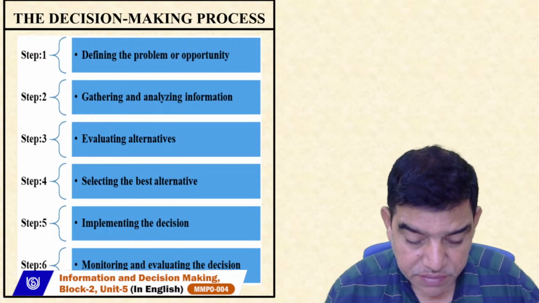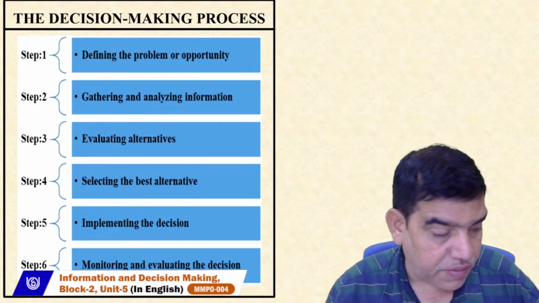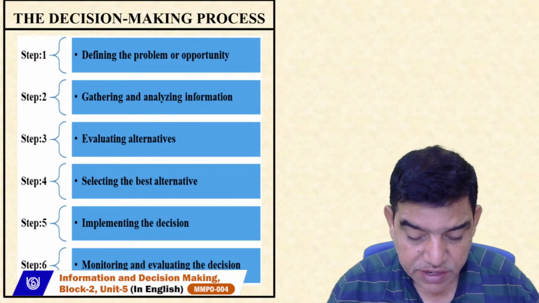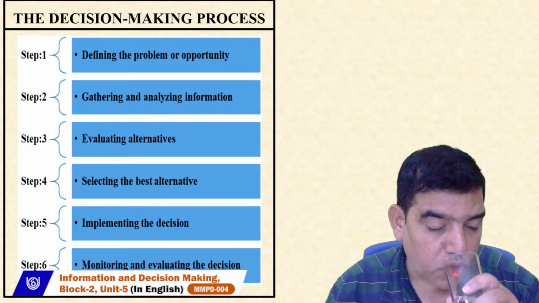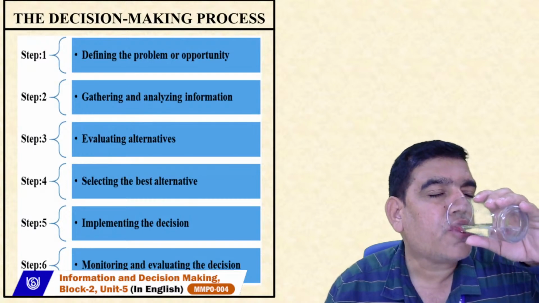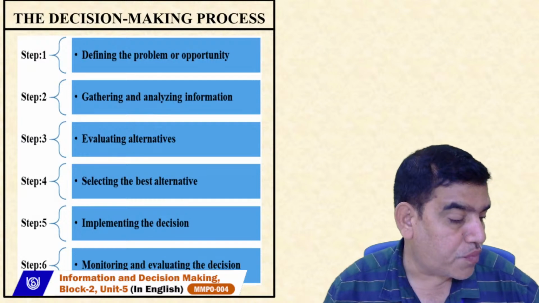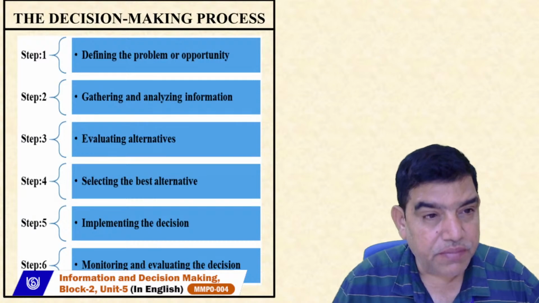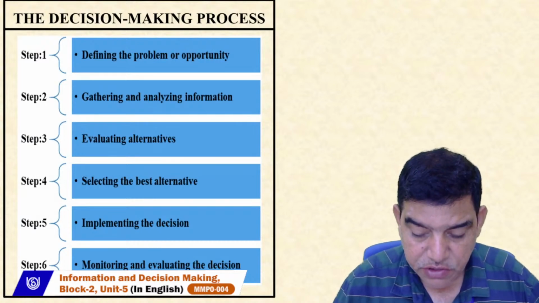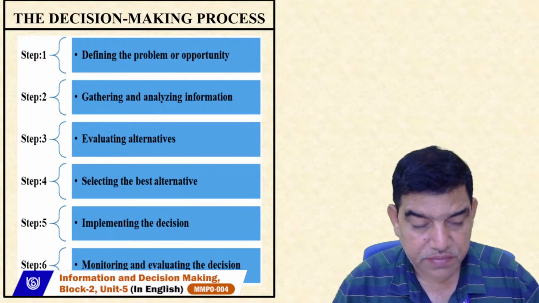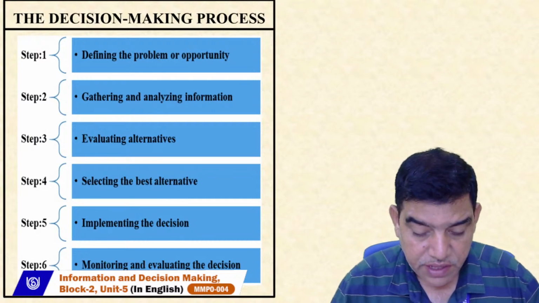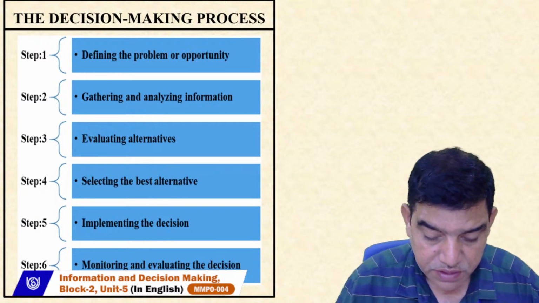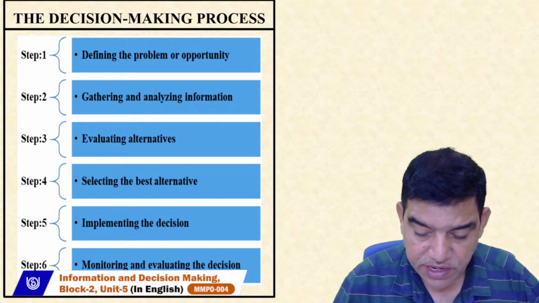Then the second step is gathering and analyzing information. First, we define the problem or opportunity, then we go for gathering and analyzing information. After identifying the problem, the next step is to gather information about it. This is a critical step in the decision-making process because it provides the necessary information and insights to make informed and effective decisions.